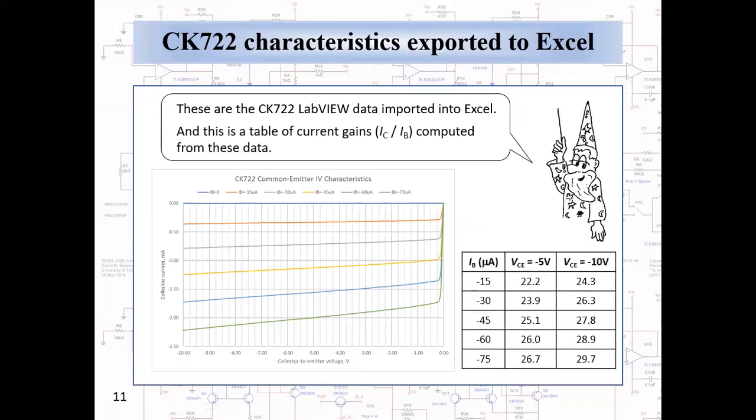I went ahead and calculated from these data the current gains of the CK722 under various operating conditions. This current gain, collector current to base current, is known as beta, and it's an important characteristic for accurate electrical modeling of the bipolar transistor for circuit simulation purposes with programs like SPICE or Multisim. I've calculated it for each of the base currents from minus 15 to minus 75 microamps at 2 different values of collector to emitter voltage, minus 5 volts and minus 10 volts.